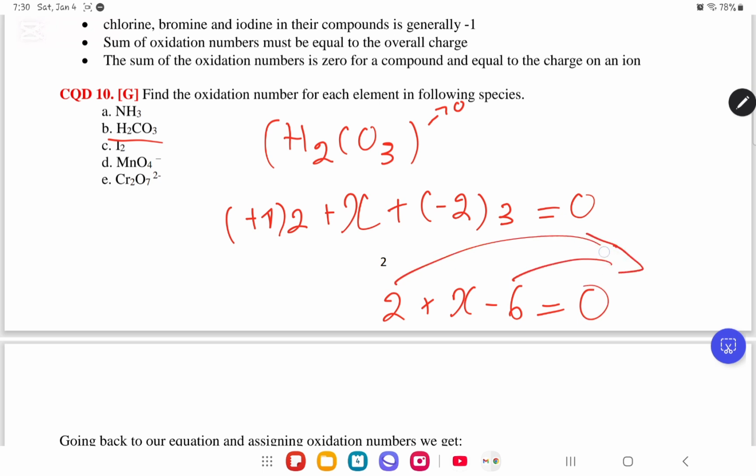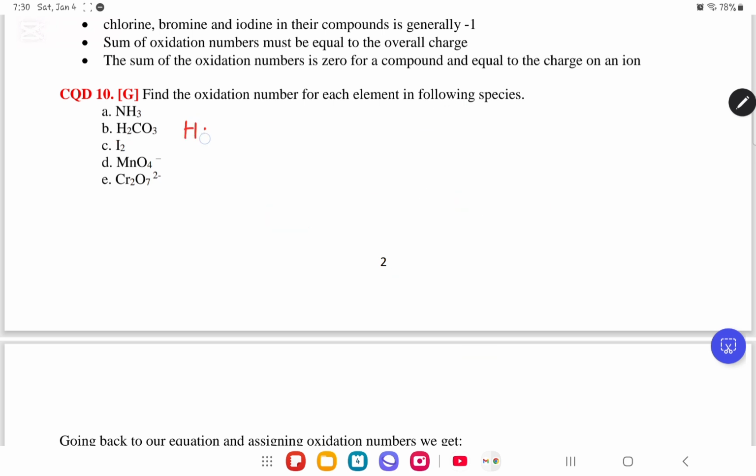Move it to the other side. We get that X is equal to 4. So now the oxidation number for each element: for H it is 1, for C it is 4, and for O it is minus 2. Now part C is tricky because it is I2, an element itself, so definitely the oxidation number of an element is 0.